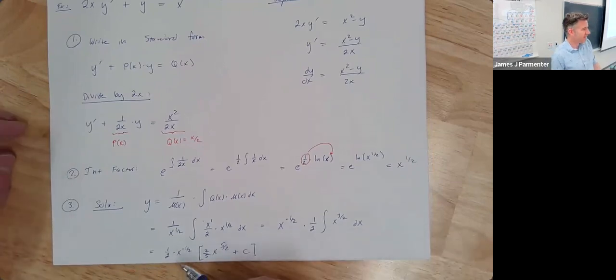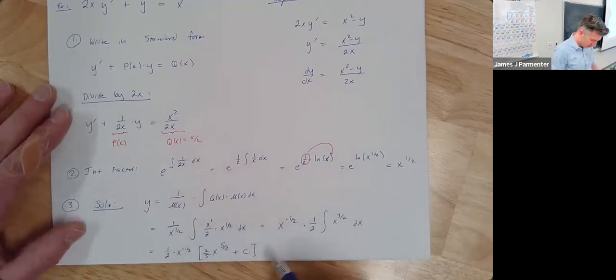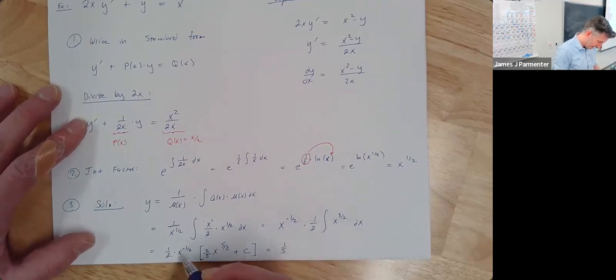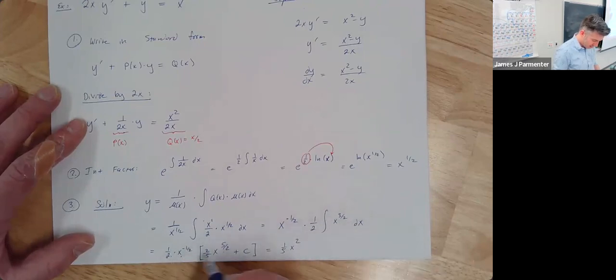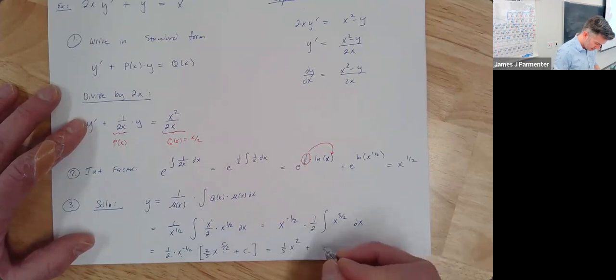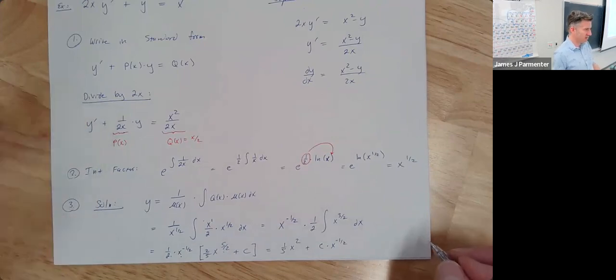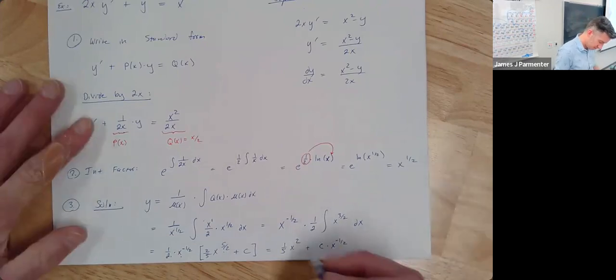I don't like to leave it like this. I don't know why. Plenty of people leave it like this. Totally fine. I like to distribute it for some reason. So if I distribute this to each term, 1/2 times 2/5 is going to be 1/5. X to the negative 1/2 times x to the 5/2 is just x squared. And then 1/2 x to the negative 1/2 times c is going to be c times x to the negative 1/2. You could say divided by 2, but since we don't actually know what c is, c divided by 2 is a new constant, call it c.